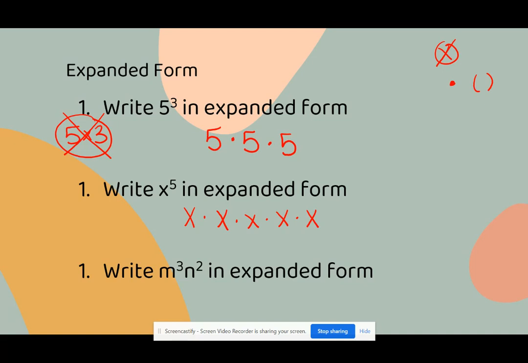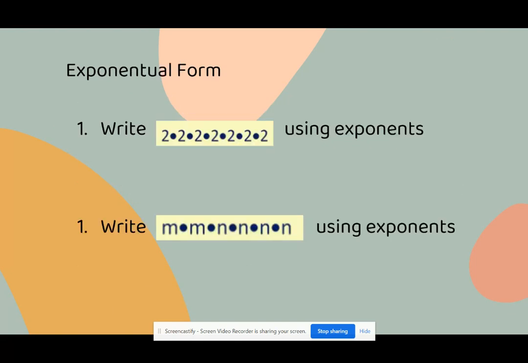And then the last one, it says write m cubed n squared in expanded form. It's the same thing. You're just going to do 3 m's. So m times m times m, and then 2 n's, n times n. So there are 3 m's and 2 n's. So that is expanded form. When they want you to expand something out, they want you to make it bigger. And you can also go opposite.